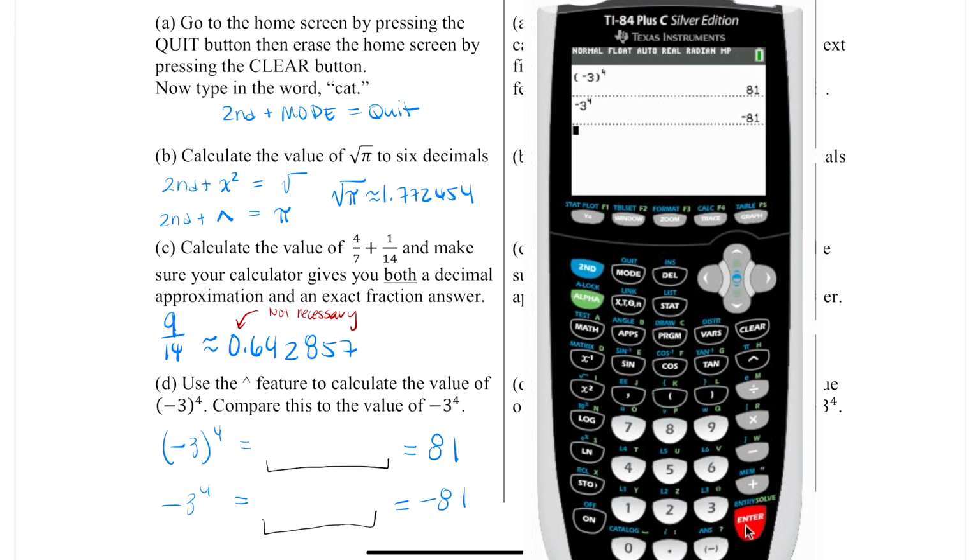So what is happening here? Well, on this top one, we have -3 in parentheses times -3 times -3 times -3, 4 times. And on this bottom one, we have negative times 3. Let me remove these parentheses so it's not confusing. So -3 times 3 times 3 times 3. So in this top case, we have 1, 2, 3, 4 negatives, which become a positive. And on this bottom one here, we only have one negative sign, so it stays negative. And this is the main difference. So if you're using your calculator for values like these, make sure you're careful about whether or not you need a parenthesis.